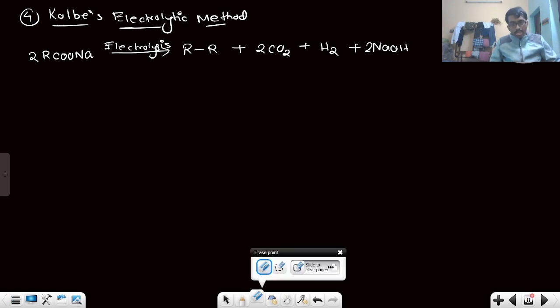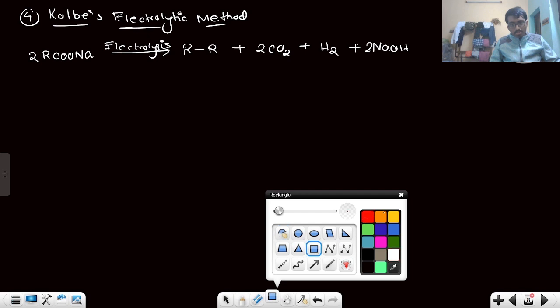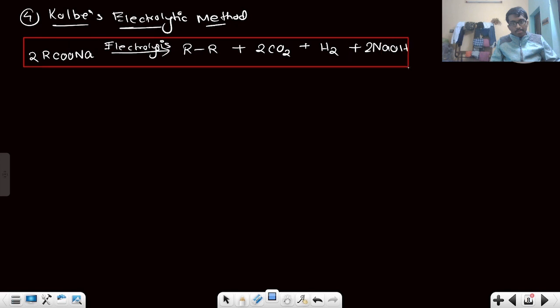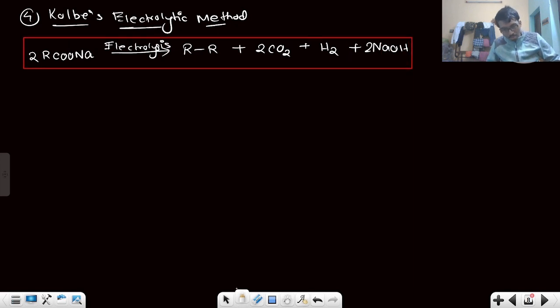Kolbe electrolysis. Clear or not clear? Basic funda of Kolbe electrolysis clear, everyone? What is the basic funda? This is the basic funda of Kolbe electrolysis, where you are giving 2RCOONa, it will undergo electrolysis to give you R-R alkane, 2CO2, H2 and 2NaOH. Done. Now, what observation can you make from here?